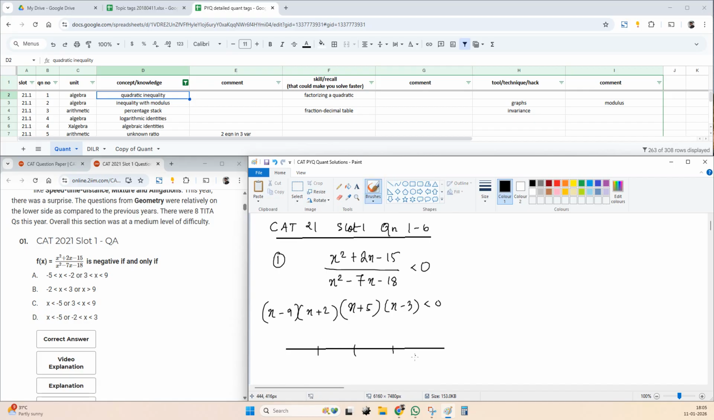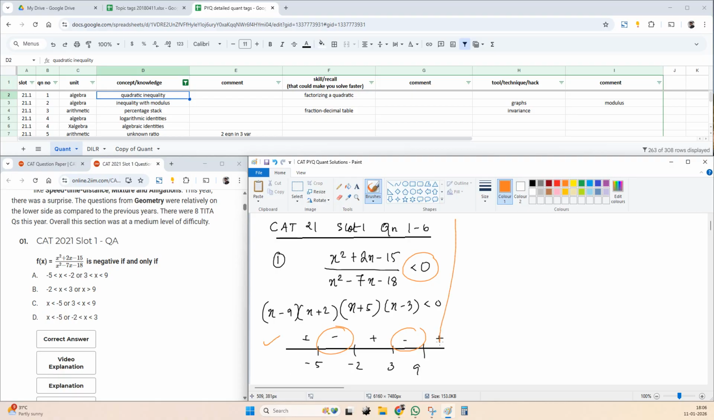And the concept is, I will explain the missing links here in more detail, but I want you to understand what I'm trying to do here. So you have your minus 5, minus 2, 3 and 9, and then you have your plus, minus, plus, minus, plus, and because it's less than 0, these are the ranges that we're looking for, and the answer would be minus 5 to minus 2 union 3 to 9. So if you really know your stuff, this is all you need to do.